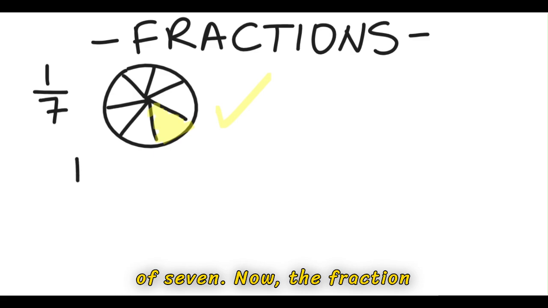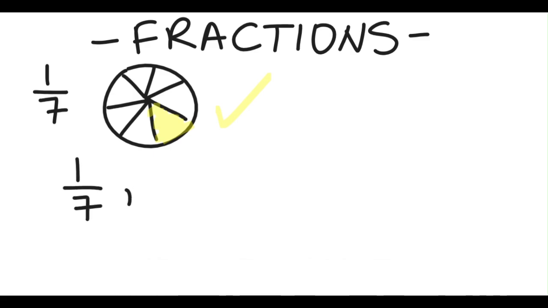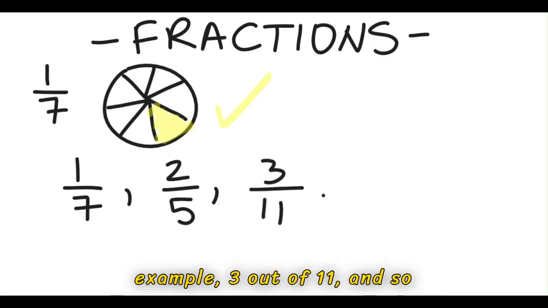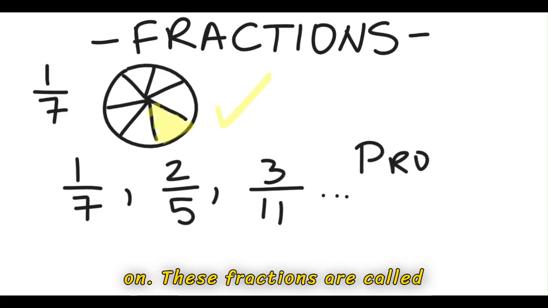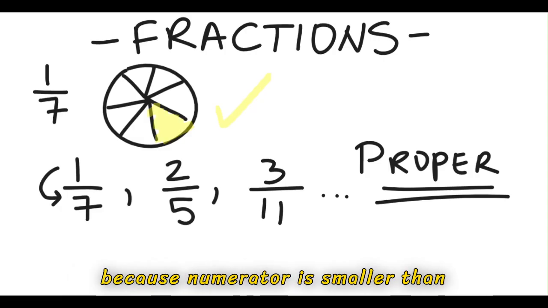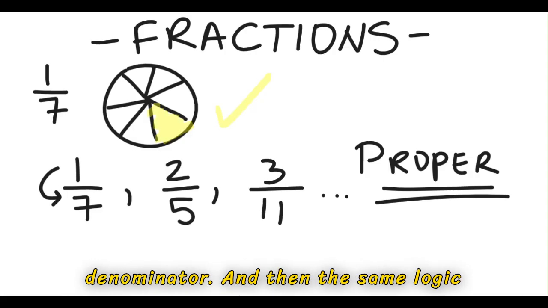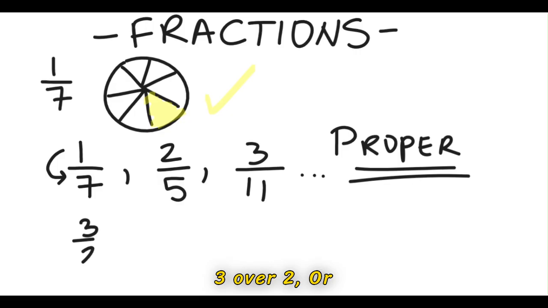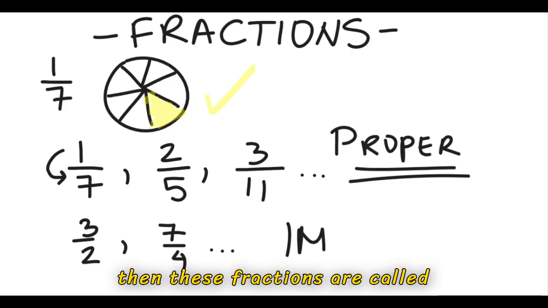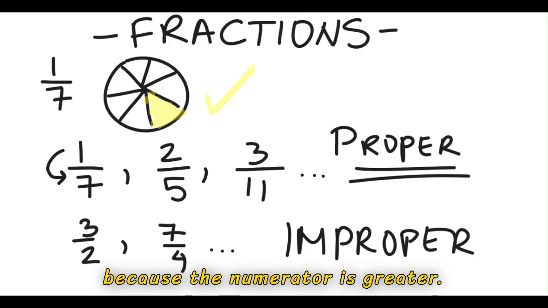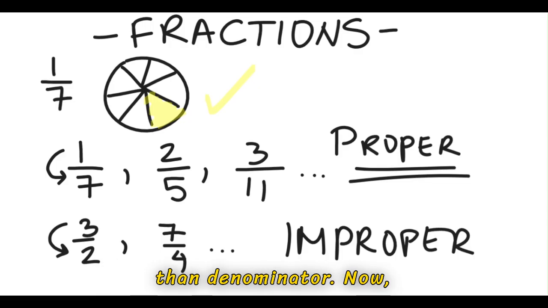Now, the fractions that we see, 1 out of 7, or for example 2 out of 5, or for example 3 out of 11, and so on, these fractions are called proper fractions. The reason for that is because the numerator is smaller than the denominator. And then the same logic applies here. If we have fractions like 3 over 2 or 7 over 4 and so on, then these fractions are called improper fractions because the numerator is greater than the denominator.